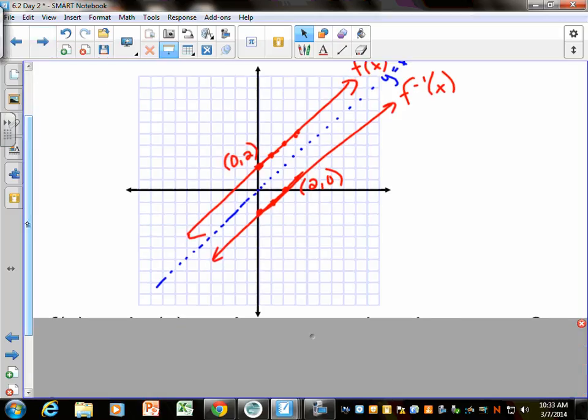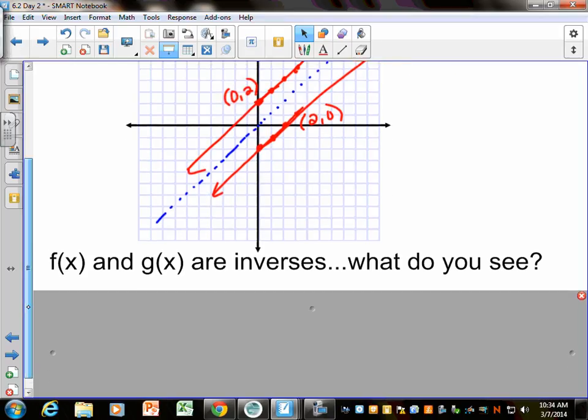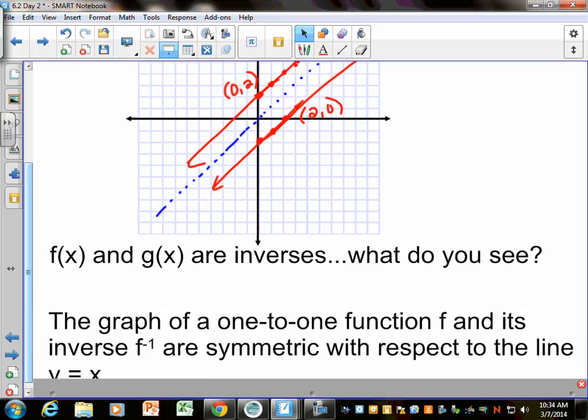I think I wrote that stuff here. F and G are inverses. What do you see? We already talked about that. Here's what you should see. The graph of a one-to-one function, f, and its inverse, f inverse, will always be symmetric to the line y equals x. Which means part of your homework today, they give you a graph with f graphed, and they want you to flip it over that y equals x line. And maybe we'll practice one of those to see how awesome that graph thing skills are.